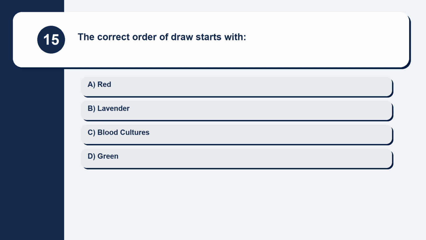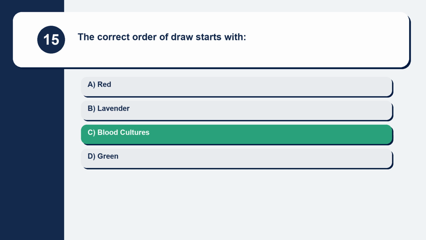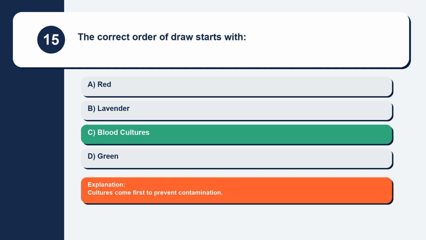Question 15. The correct order of draw starts with red, lavender, blood cultures, green. Cultures come first to prevent contamination.